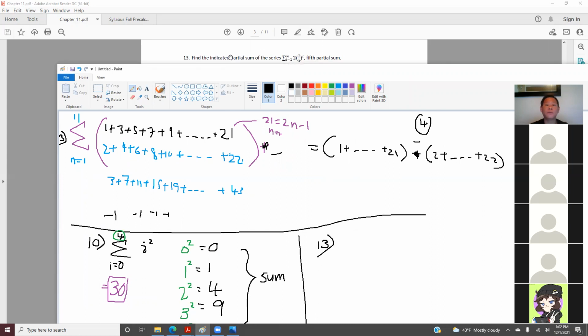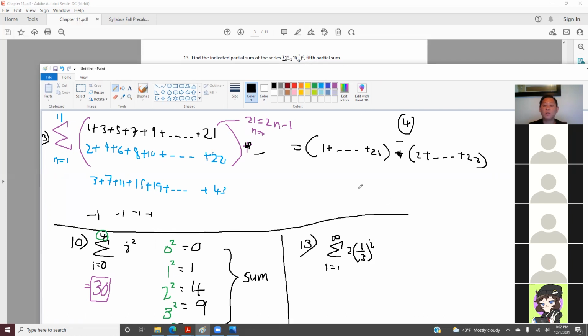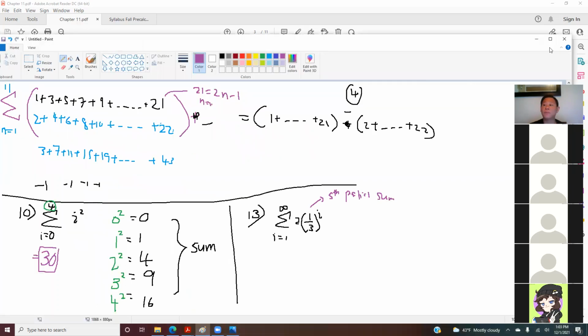where you need to find the fifth partial sum. What the fifth partial sum means, if you look carefully, is that this goes to infinity. So when I ask for the fifth partial sum, it means you add all the way up to 5. Okay. So for question number 13, they want you to find the fifth partial sum. The fifth means 5.